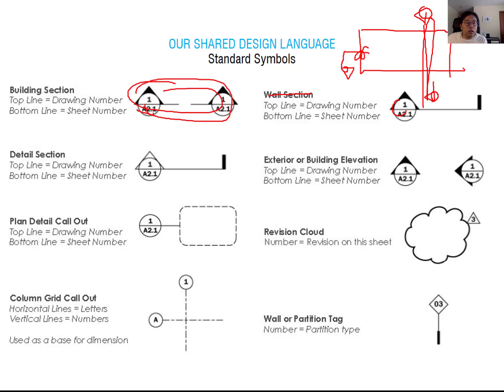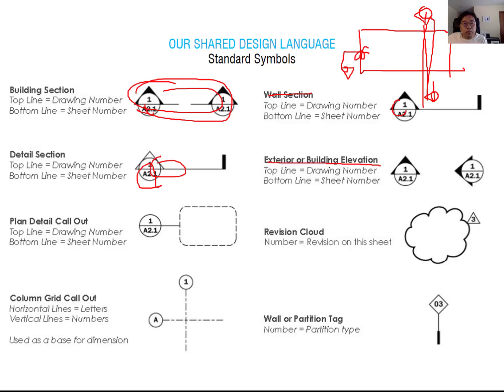And what about the detailed section? This is similar to the wall section. When you follow this detailed section for the interior or exterior, you just follow this symbol and follow this sheet number. You can find some actual detailed information.